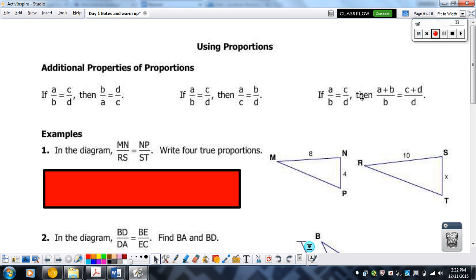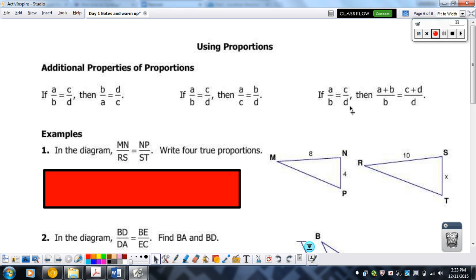Finally, there are some additional properties of proportions, which are up here. If a over b equals c over d, then you can flip them over and you still have a true proportion. So a over b will equal c over d, and b over a will equal d over c. You can also switch these terms. So if a over b equals c over d, then a over c is going to equal b over d. That's also true.